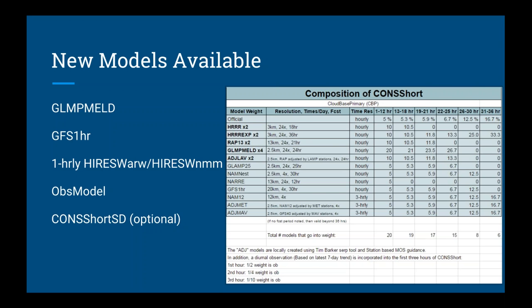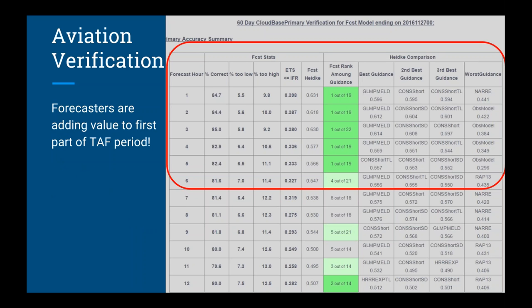So here's some of the verification, and were you going to talk about this? Okay. So here in the verification, every office actually has this, and you can see right off the bat that GLAMP MELD and the ConShort elements are verifying pretty well. But what I really am excited about is, in this first 6 hours here at MKX, you can see our forecasters are adding a lot to this. They're improving upon the models, and they're choosing the right times to actually override what is in ConShort. Maybe they're just overriding a couple grid points or whatever, but they're improving on it.